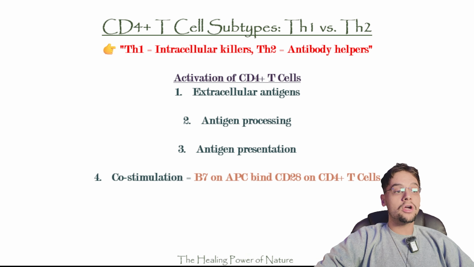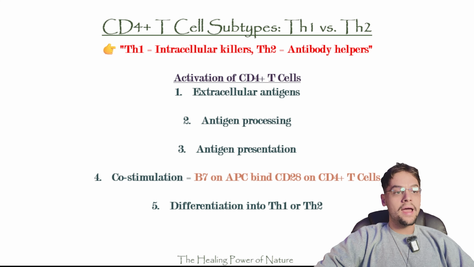There also needs to be a co-stimulation, a secondary activation signal. This happens when B7 on the antigen-presenting cell binds to CD28 on CD4 positive T cells. This is an activation boost. Then cytokines are secreted: activated CD4 positive T cells release cytokines to shape the immune response. This allows for differentiation into Th1 or Th2 cells, depending on the cytokines in the environment.